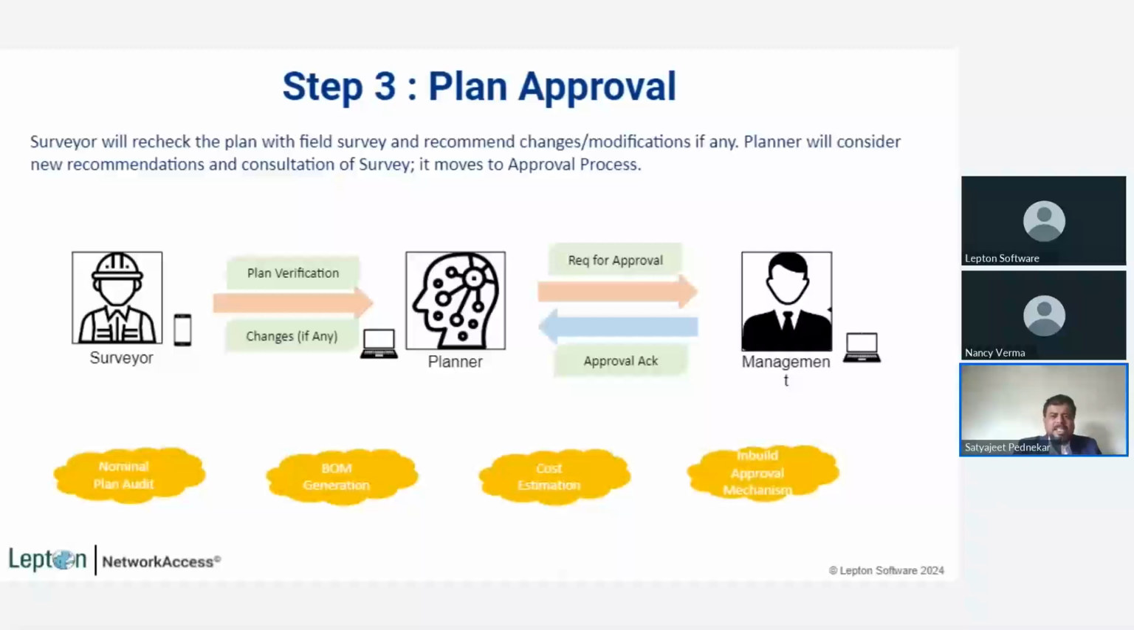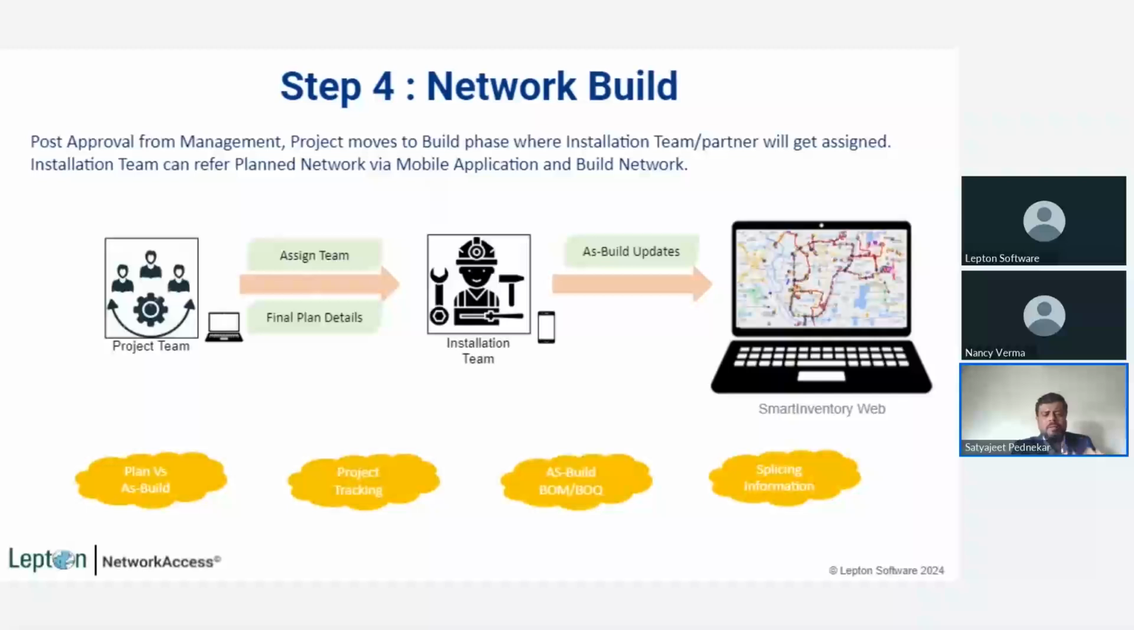The next stage is the network build. Now the survey is done, plan design done, the approval done. Now what is the next stage? The next stage is the network build as per the plan. So basically, post approval from the management, the project moves to the build phase, where the installation team and the partner will get assigned. Many organizations have their local vendors or contractors or partners who are doing the installation on their behalf.